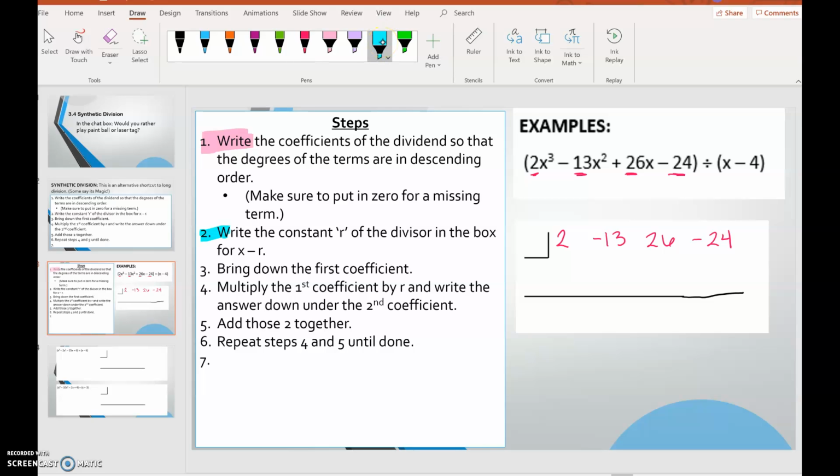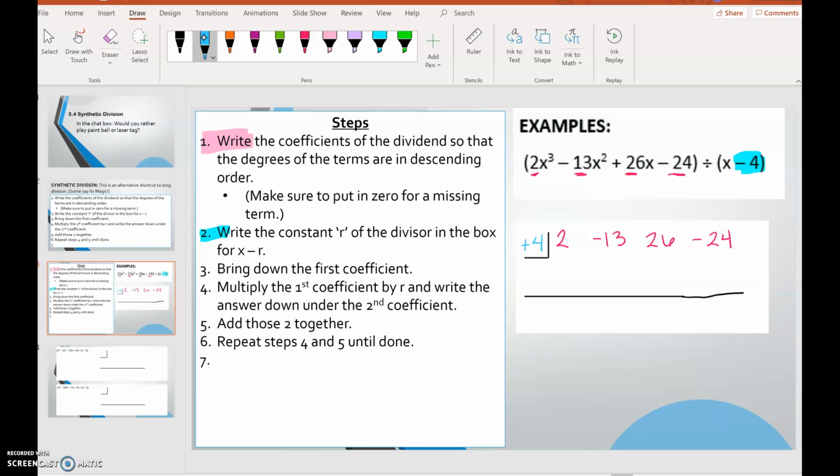So step 2, write the constant r of the divisor in the box for x minus r. So we actually have to write the opposite of what we see here. So right now we see a negative 4. We're going to write a positive 4 because we want to know the r value right here.